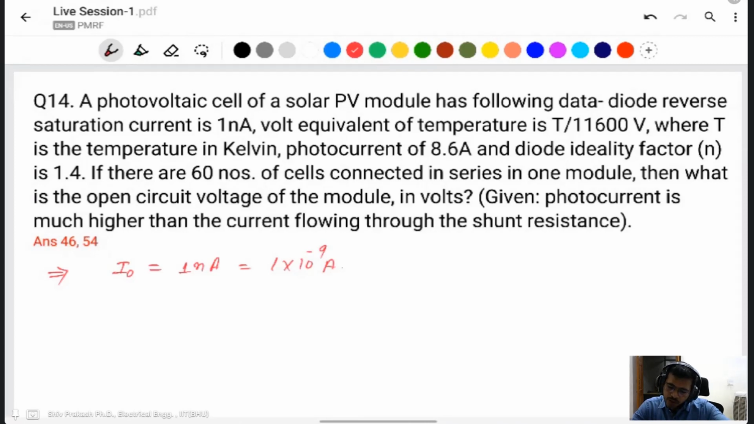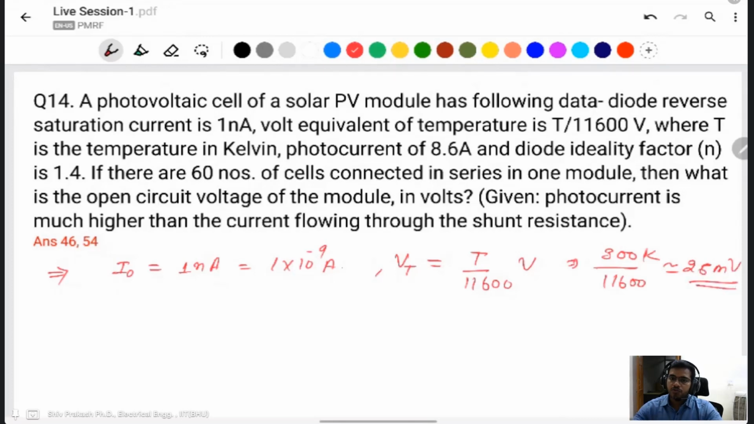Next, the volt equivalent of temperature, Vt, is T divided by 11,600 volt. At a room temperature of 300 Kelvin, T divided by 11,600 is approximately 25 to 26 millivolt. I think you all know about this one. Vt is approximately 25.86 millivolt.